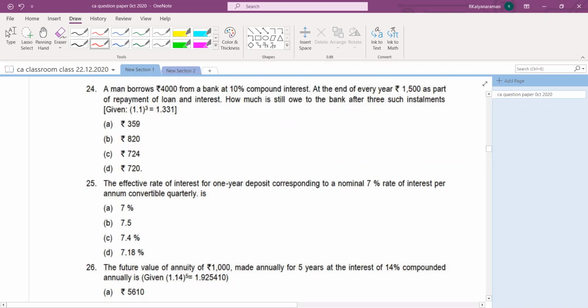Find the effective rate of interest for a 1 year deposit corresponding to a nominal rate of 7%. So you know that E is equal to (1 plus i) the whole power n minus 1. This is quarterly, so this is 1 plus 7 by 4, which is 1.75%, or 0.0175, to the power 4 minus 1. So 1.0175 power 4 minus 1 is, I think, approximately 7.18.